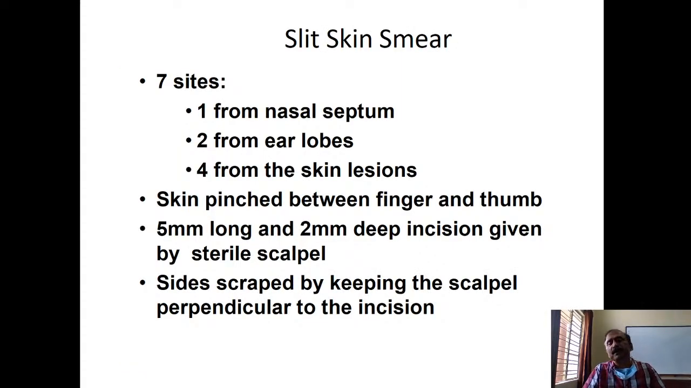So please remember, you are supposed to take slit skin smear from 7 sites. One is from the nasal septum, 2 samples from the earlobes, and 4 samples from the skin lesions. So even if the skin lesion patches are in the forearm, you will take 7 samples. 4 from the skin lesion, 2 from the earlobes; you can take 2 from one earlobe, up to you, I'll leave it to you. Generally you take it from one earlobe, and 1 from the nasal septum. These 7 samples are to be taken, 7 sites.